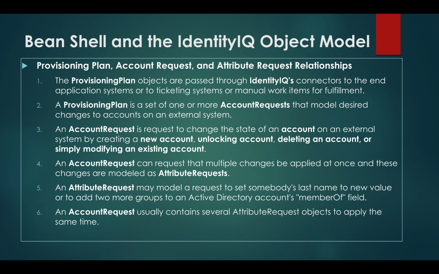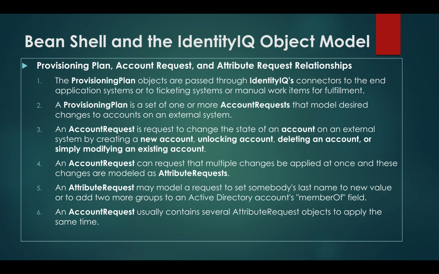So an account request can contain multiple changes to be applied at once, and these changes are modeled as attribute requests. An attribute request simply represents a request to set an account's attribute, which can be setting the last name to a new value or adding two groups to an Active Directory account's memberOf field. So an account request usually contains several attribute requests to apply at the same time.